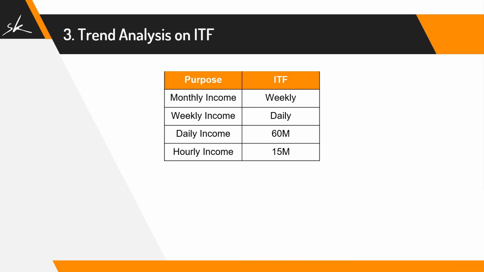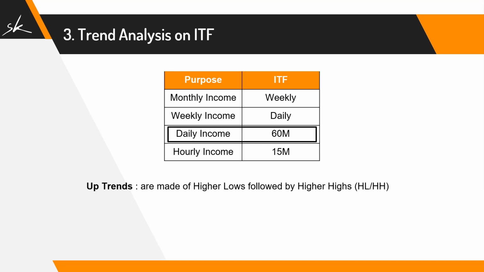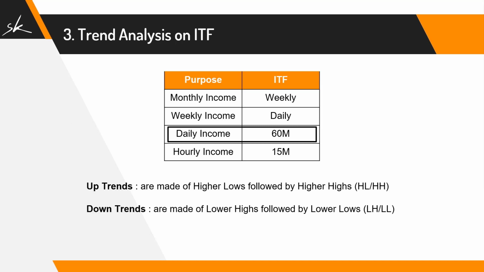Intermediate time frame for DIT analysis is 60 minutes chart. Therefore, for trend analysis, we will go to the 60 minutes chart to identify trend. Uptrends are made up of higher lows followed by higher highs. Downtrends are made up of lower highs followed by lower lows. Sideways trends are made of relatively equal highs and equal lows.